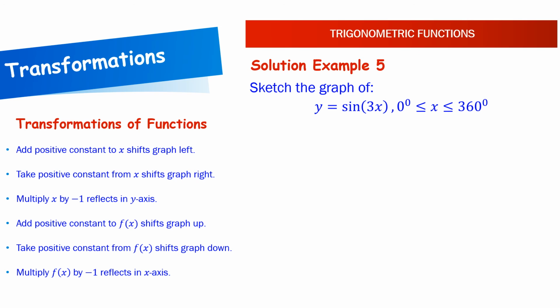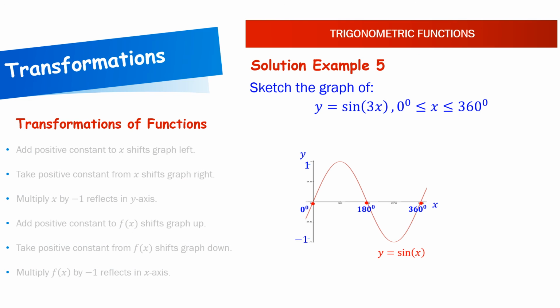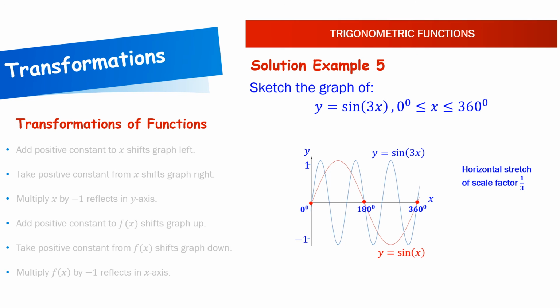So let's solve this. We are required to sketch the graph of y equals sine 3x, where x is between 0 and 360 degrees. This is not in our list of transformations. Here's the graph of y equals sine x. So let's consider what's happening when we multiply x by 3. In effect, everything is happening to the function much sooner. So we're compressing the function. Or alternatively, this is a horizontal stretch of scale factor 1/3, as you can see in the diagram.